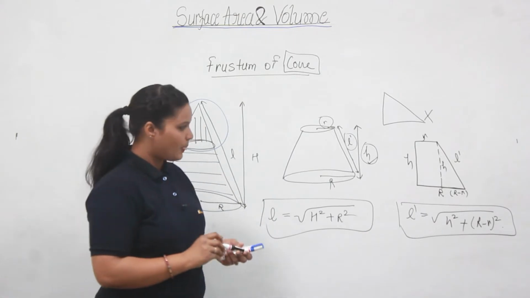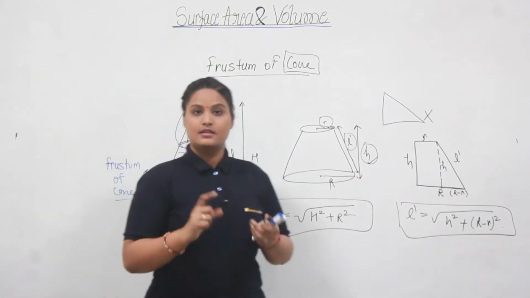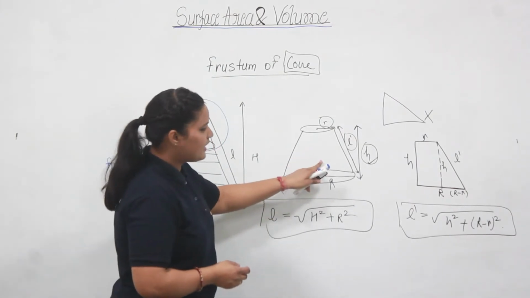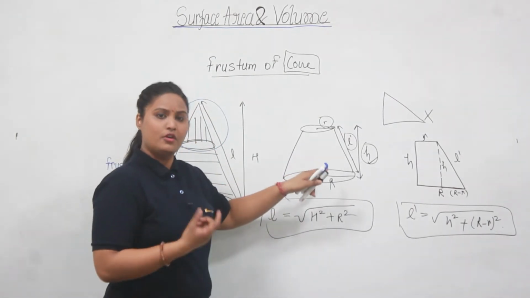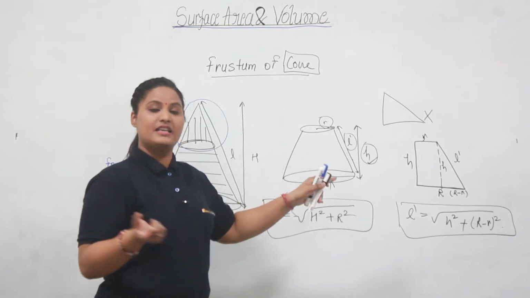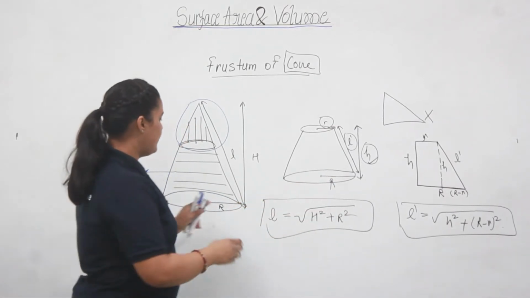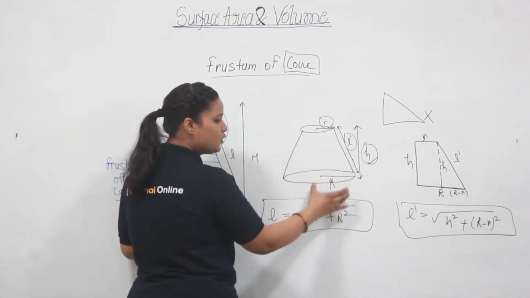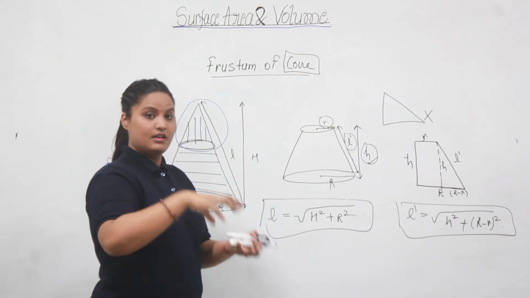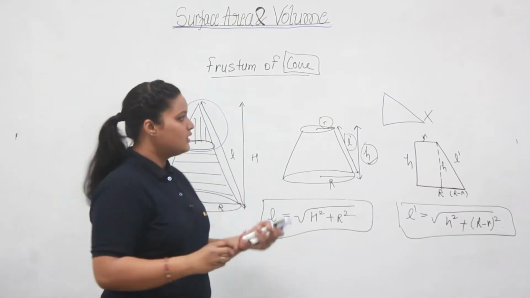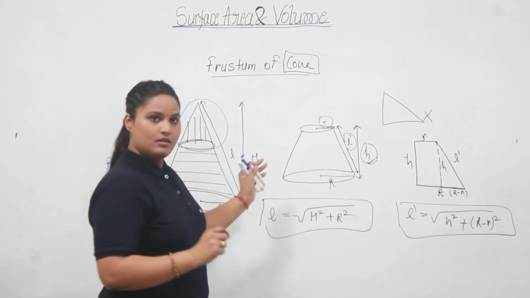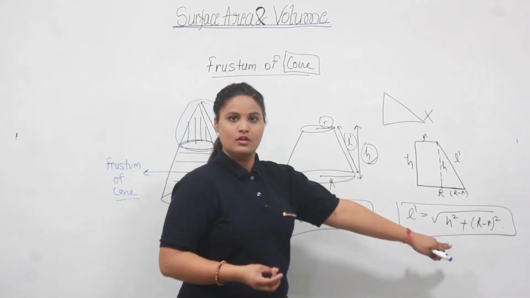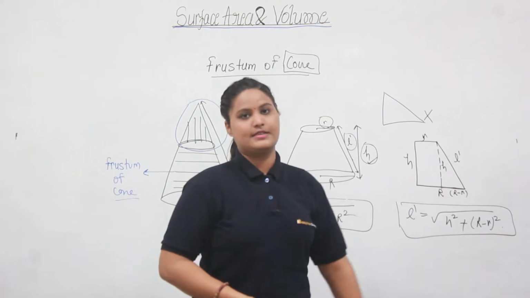Clear, kids? Now we will come to the curved surface area, their difference, how we will be able to derive the formula for frustum when it is curved, as well as total, because here we are having only one circular surface and here we are having two different size circular surfaces, right? So let's come to the formula, that how we will be able to derive the formula for frustum.